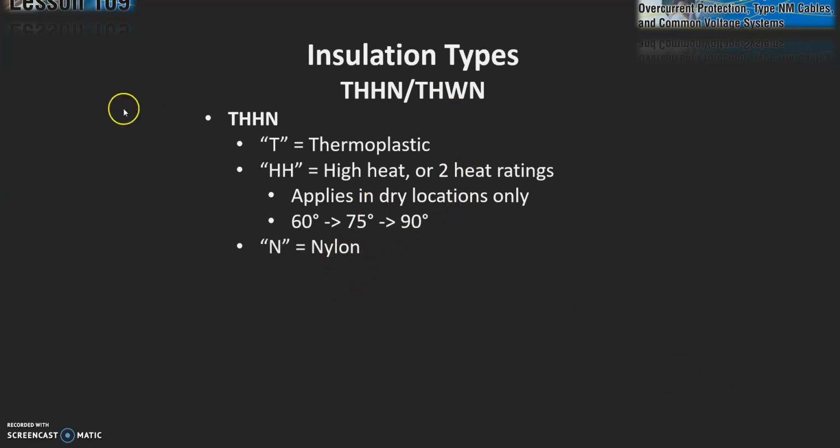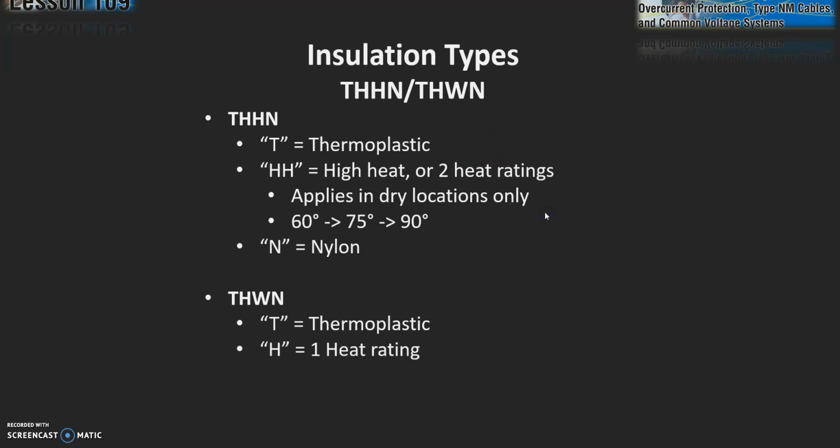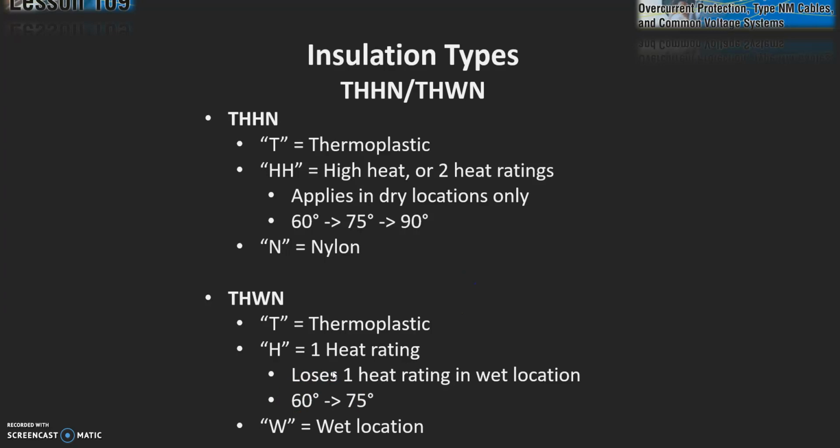So then the N simply stands for nylon. Again, it's sort of what it's made of. But if it's THWN, again, it's the same insulation, it just depends how we use it. T still stands for thermoplastic. H, we have one heat rating, so THWN you're going to find is actually in the 75-degree column. We basically lose one heat rating if we're in a wet location. So we can only go from 60 to 75. Your W then stands for wet location. So essentially, if I'm using THHN/THWN in a wet location, it's really only 75-degree rated. If I'm using it in a dry location, it's technically 90-degree rated.